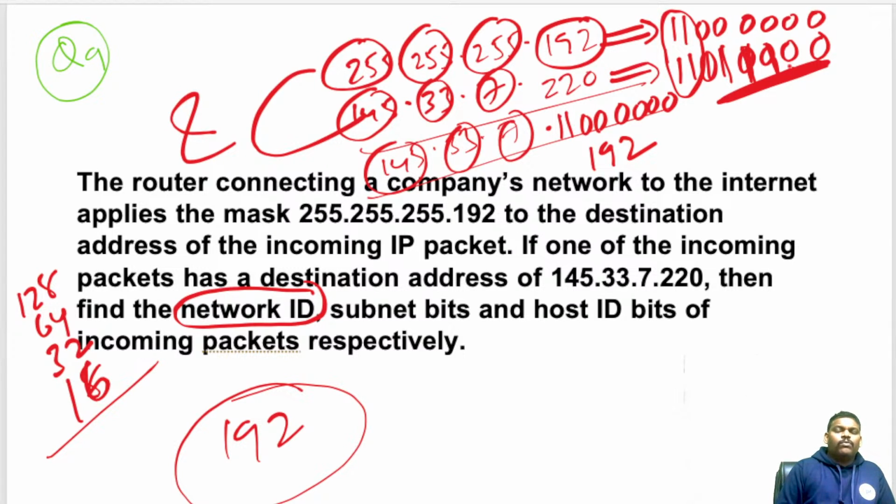Yeah, that's fine. Network ID and subnet ID are the same, don't worry. So the network ID is 192. If anyone asks you the network ID, this is the actual answer: 145.33.192.0. This is the network ID.